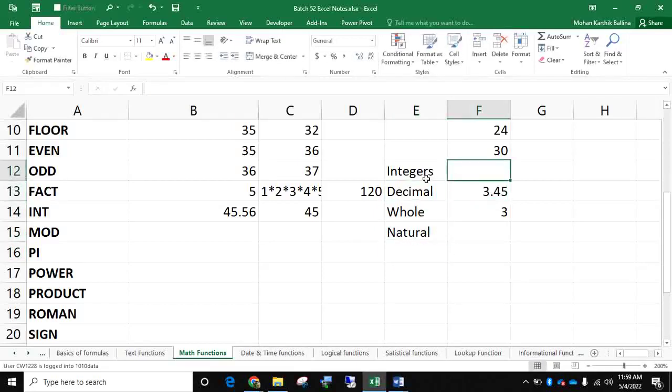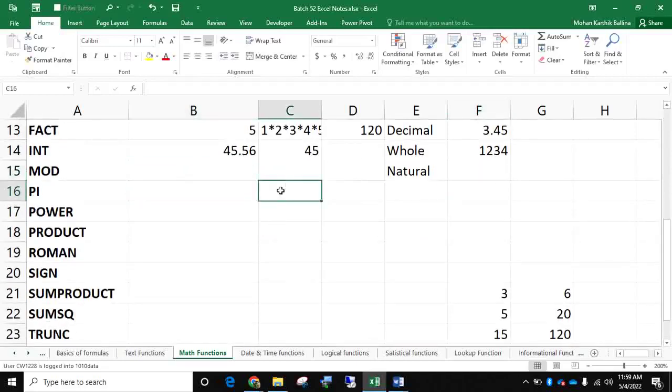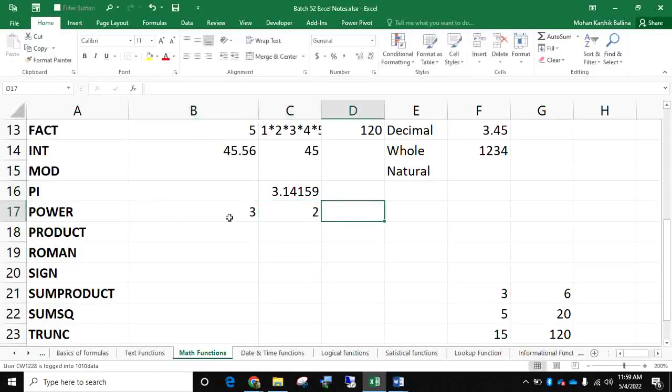Integers are from -∞ to +∞: -2, -1, 0, 1, 2, like that. Whole numbers start from 0 and 1. Natural numbers are 1, 2, 3, 4, and so on. Then pi: 3.143, 22/7, right? Power, 3 power in that square root.